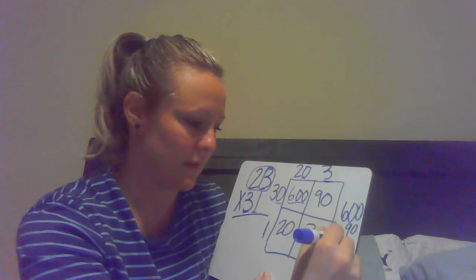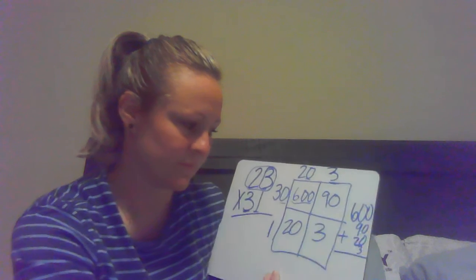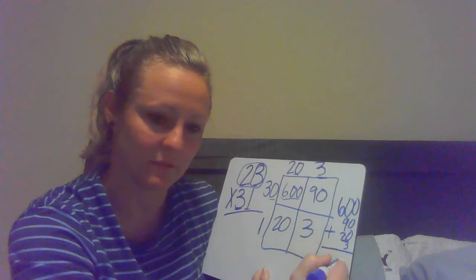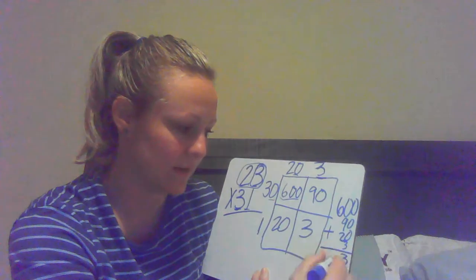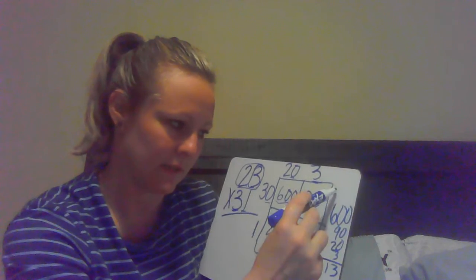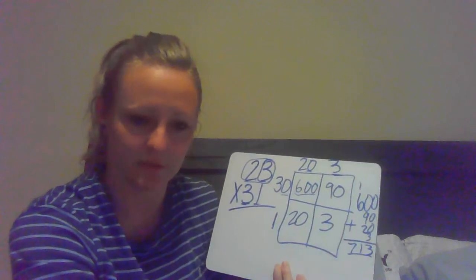Now we have 20, and then 3. Then you just add them up. Make sure everything's in the right place value. So I have 3. Oh, I got 11. What do I do? Take it next door. So my answer is 713.